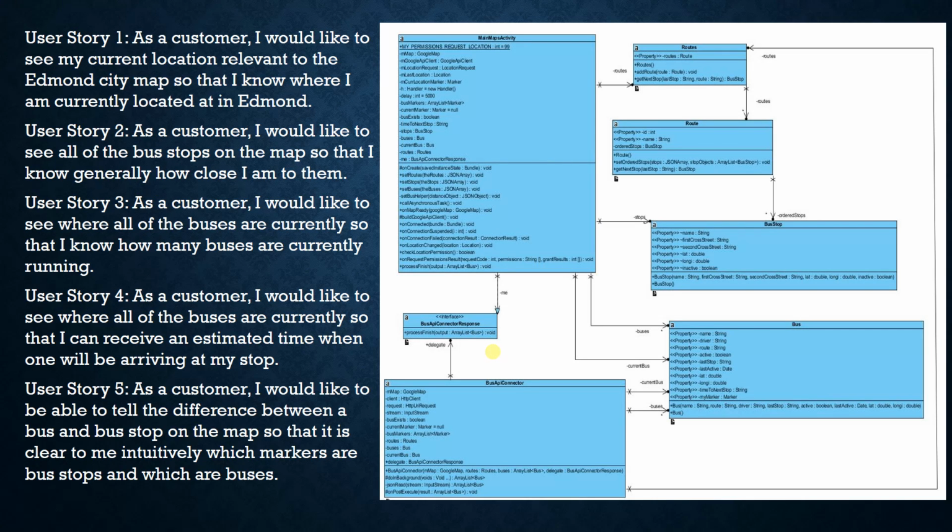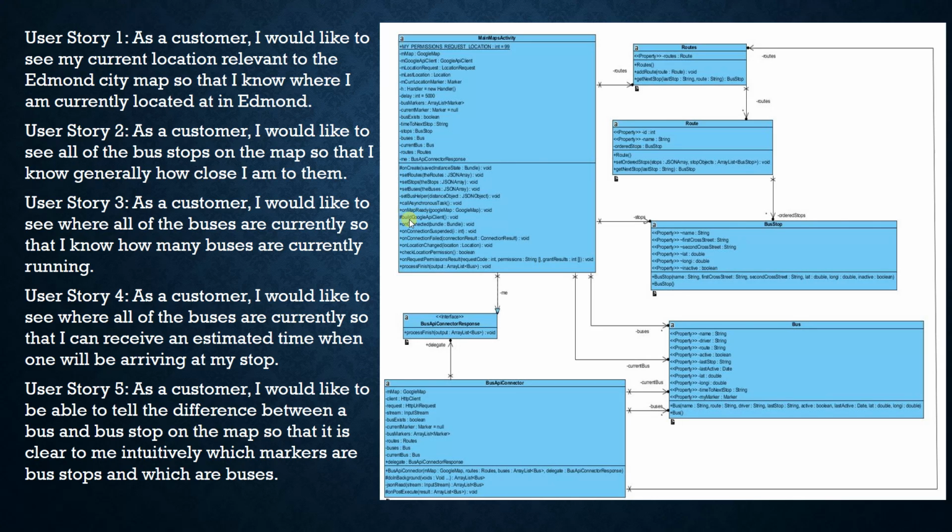The next part of the story is, as a customer, I would like to see all the bus stops on the map so that I know generally how close I am to them. This was pretty easy. I just went to our API and made a RESTful call using a built-in function, pulled all of the bus stops, propagated those on the map, and stored them in this bus stop variable here, in the bus stops array right there.